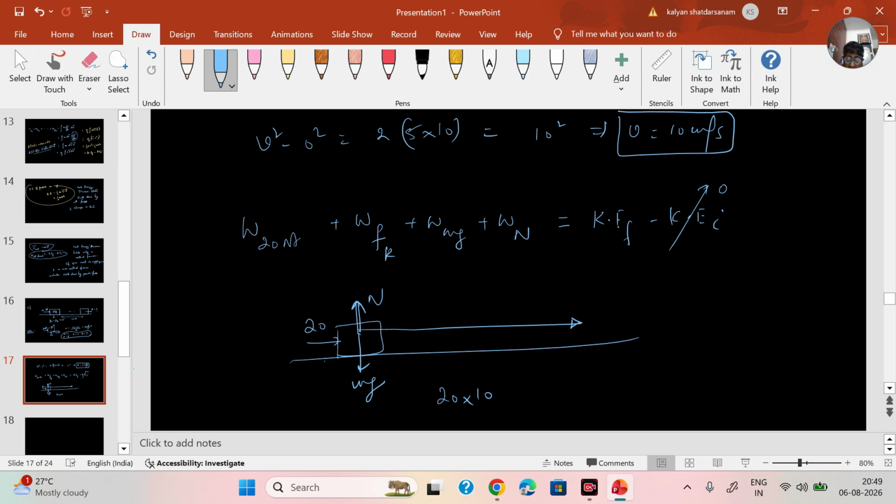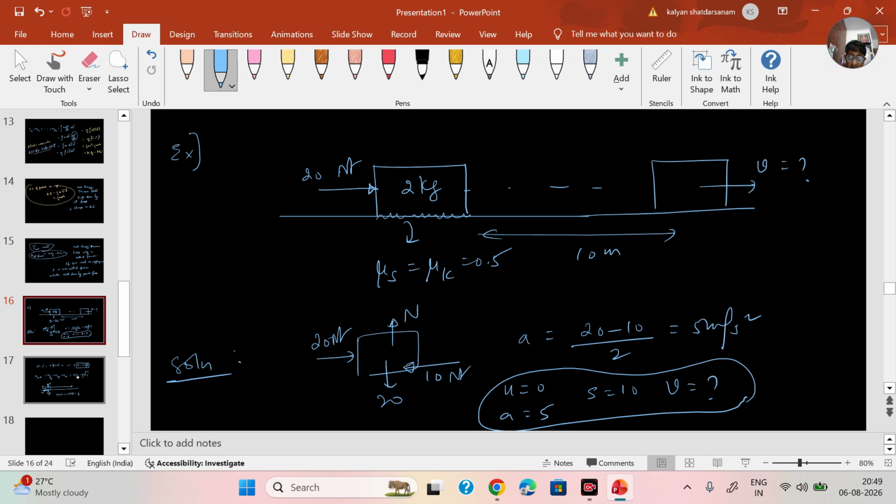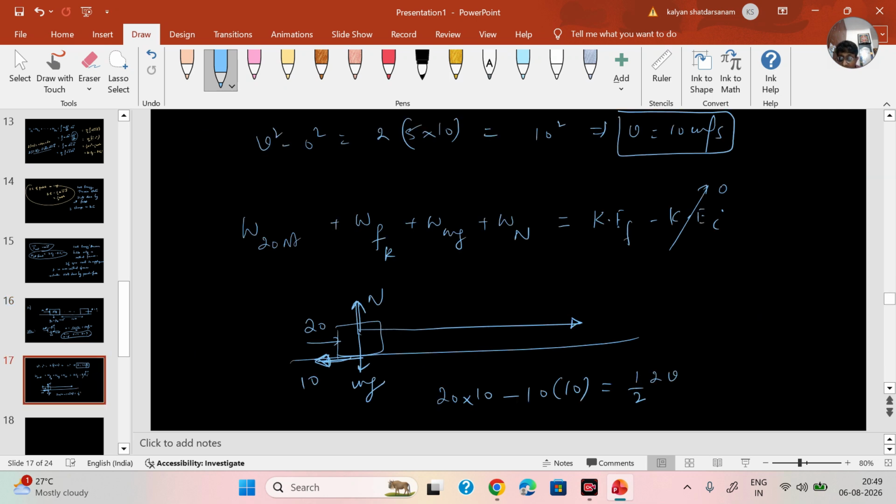Work done by friction: friction is also constant, 10 Newton to the left. Friction is acting to the left, displacement is to the right. So what is work done by friction? F dot S will be Fs cos 180, minus Fs. So minus 10 into 10. This will be change in kinetic energy. Final kinetic energy is half mv square. What is the mass? 2 kg. Half 2 into v final square. V initial was 0, so these two get cut. From here what are you getting? V square is 100. So V is 10.